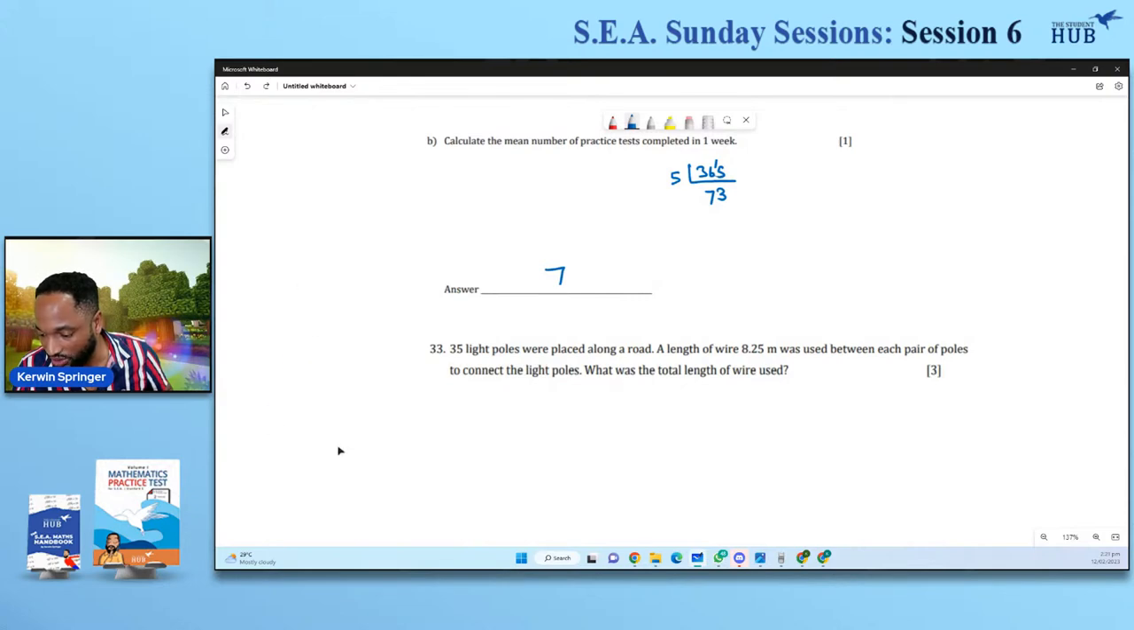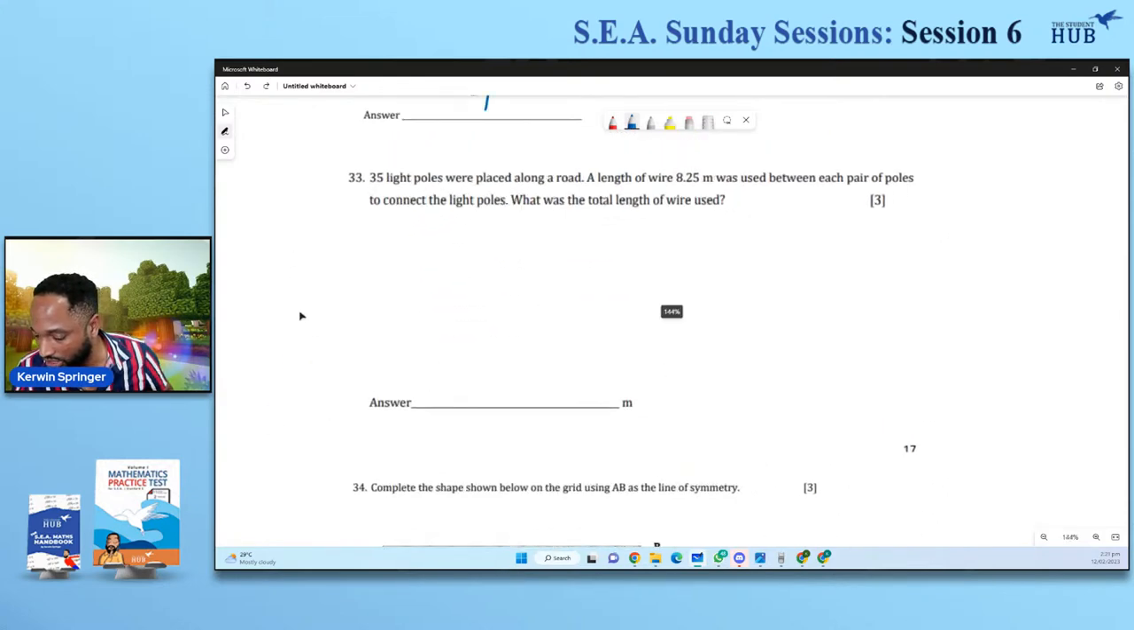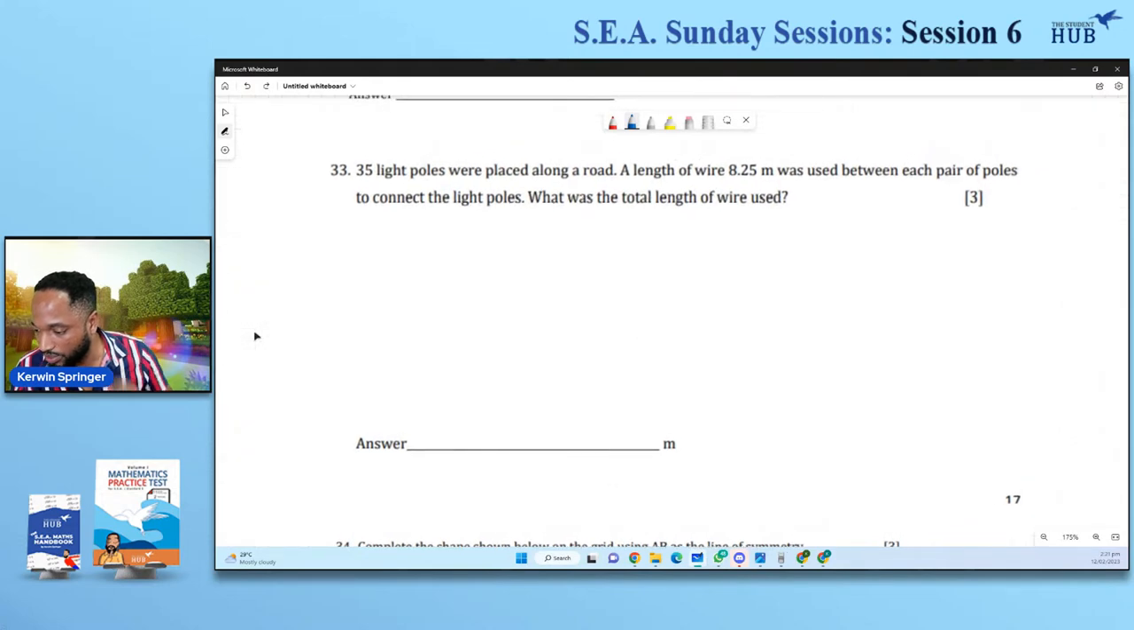We're getting down to the end now, people. We're getting closer to the end. 35 light poles were placed along a road. A length of wire of 8.25 meters was used between each pair of poles to connect the light poles. What is the total length of the wire?